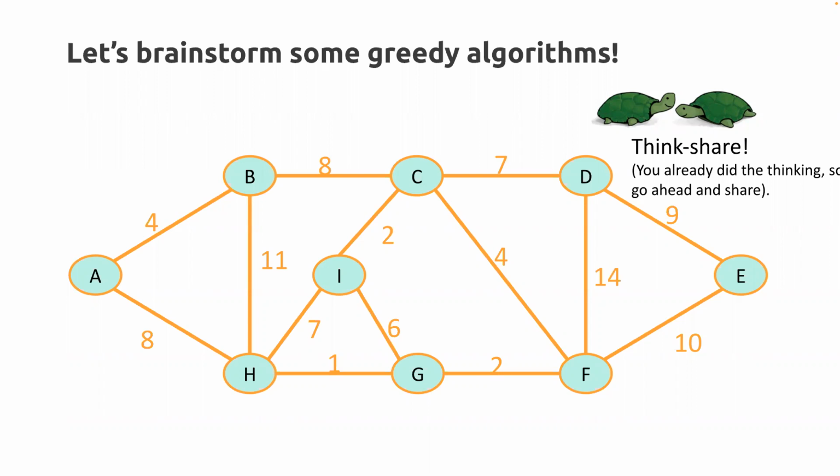Like you go from A to B with 4, you go from B to C with 8, you go C to I, and then I to G, G to H, and then you have a thing between G and F. So you're starting at A and you're saying I need to connect A to something and the cheapest edge is 4, so I'm going to take the 4 one. Okay. And then you're saying B, I need to connect you to something and the cheapest edge is actually 8, so I'm going to take 8.